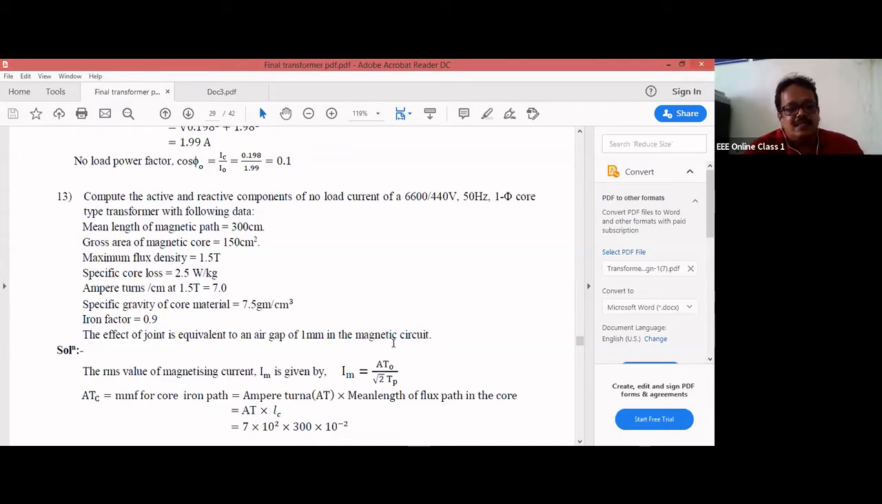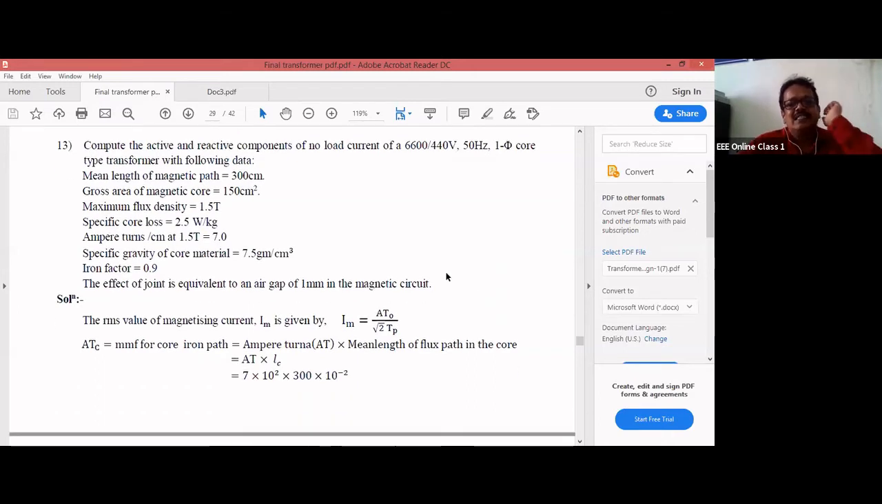Because your lamination is not a single piece, it is made up of joints. Maybe L-shaped joints or it may be M-shaped joints. They will be joined together. In that joint there will be an air gap of 1 mm, because in the joint the air can flow. So that air gap is around 1 mm. Okay. This is a direct problem.